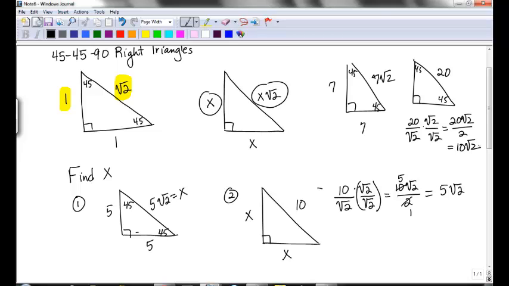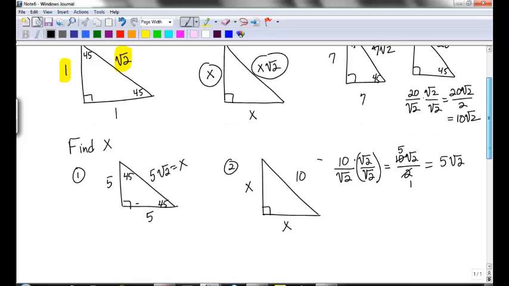So you're either multiplying by radical 2 if they want to know the hypotenuse, or you're dividing by radical 2 if you want to know the leg. There's only two choices. Okay, that's 45, 45, 90.